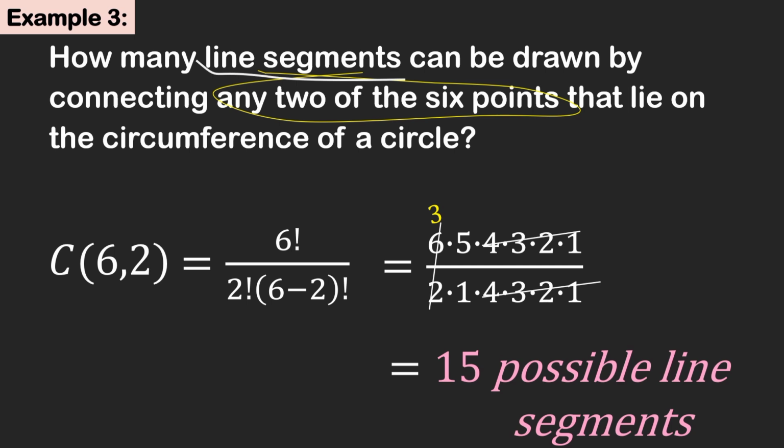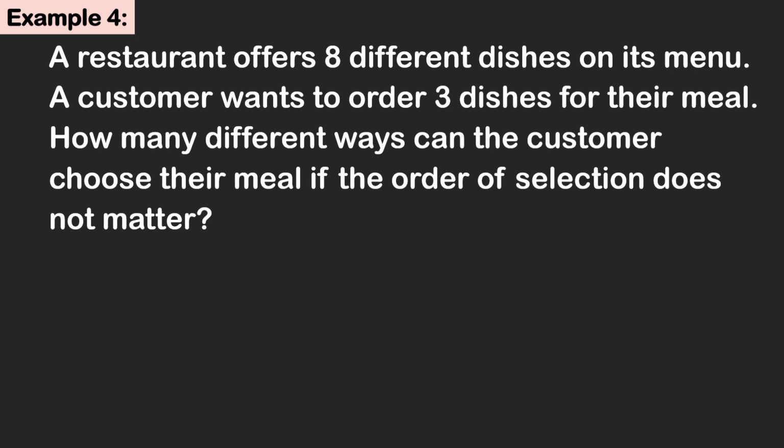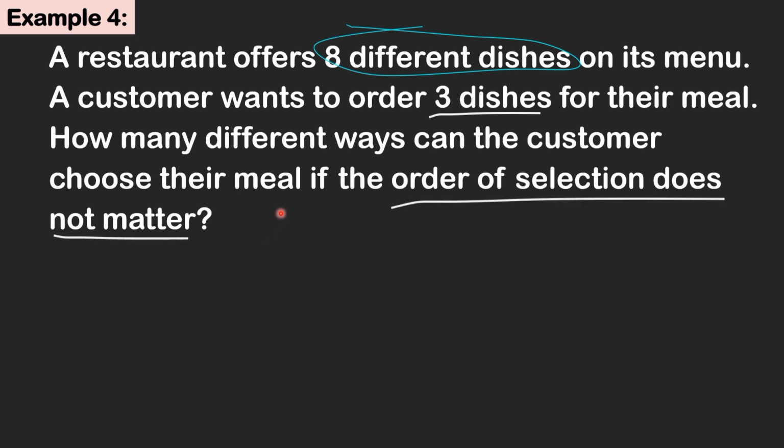Example 4. A restaurant offers 8 different dishes on its menu. A customer wants to order 3 dishes for their meal. How many different ways can the customer choose their meal if the order of selection does not matter? Since the order of selection does not matter, this is a combination problem.